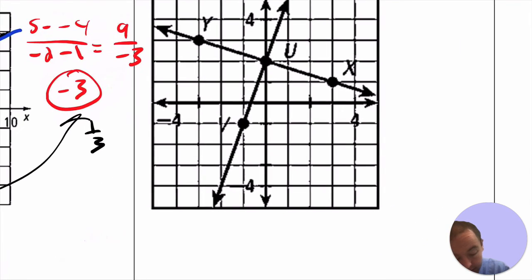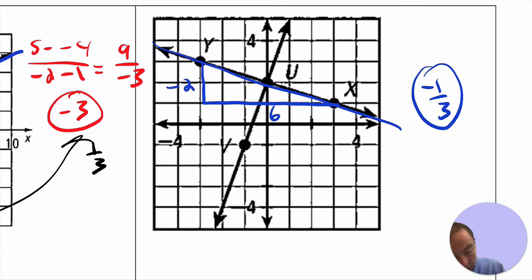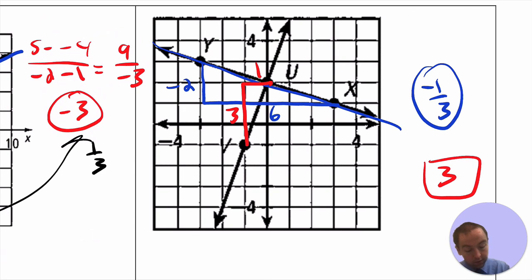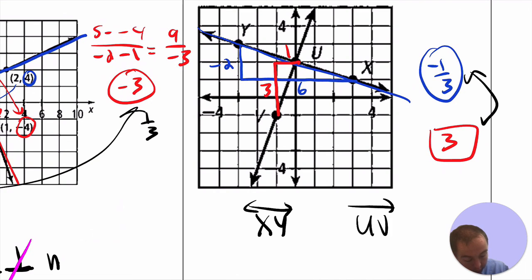And then in this example right here, you can see that if we find the slope of that line right there, we're going down 2 and then over 6. So you get a -2/6 or -1/3 slope. And then for this line right here, it's up 3 and over 1, so you get a +3 slope. And it does turn out that those are opposite reciprocals, or if you multiply them, it would equal -1. So therefore, we can say that line XY and line UV here are indeed perpendicular with one another.